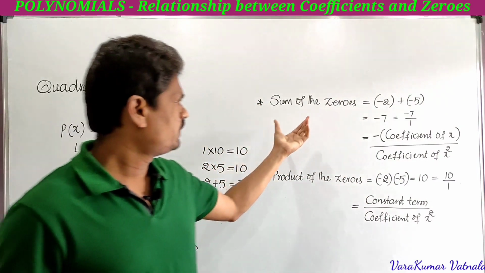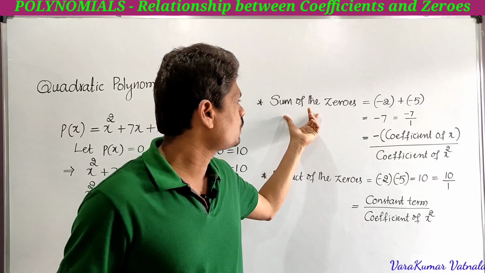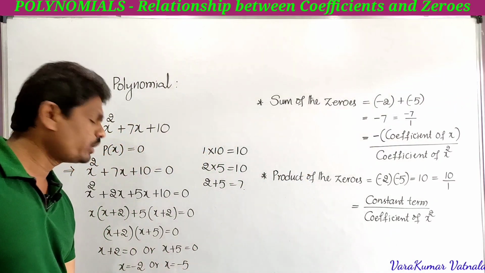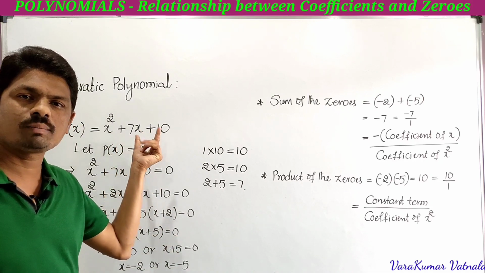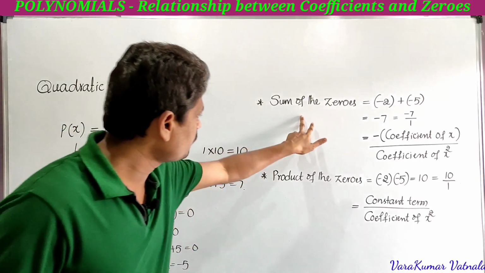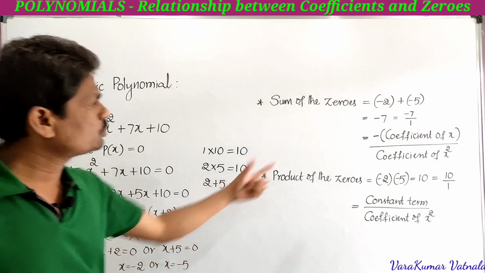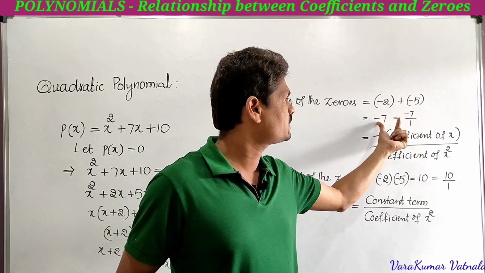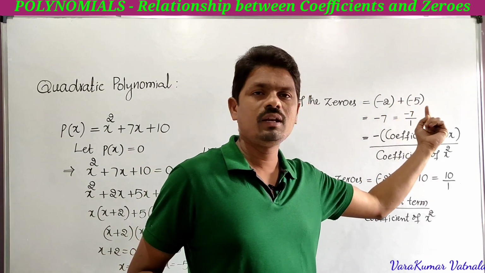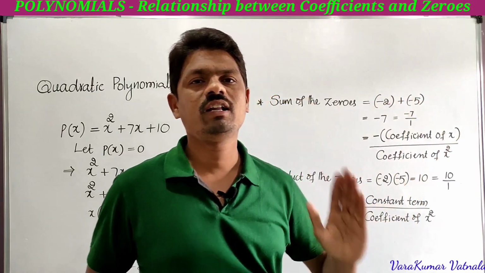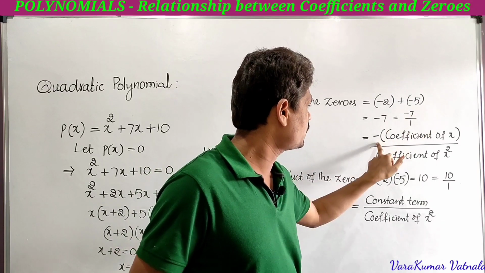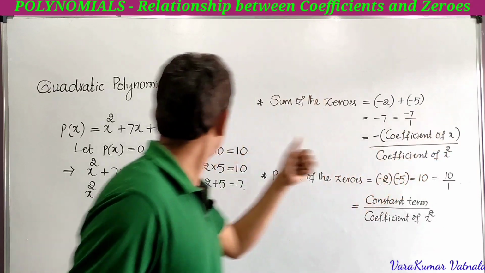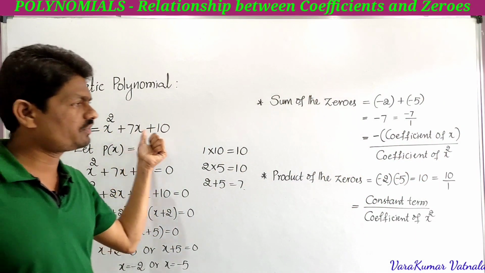See here, very easy. Sum of the zeros is equal to how much? Minus 2 and minus 5 are the zeros of the quadratic polynomial x square plus 7x plus 10. Sum of the zeros is minus 2 plus minus 5, that is minus 7. So minus 7 can be written as minus 7 divided by 1. This 7 is the coefficient of x.